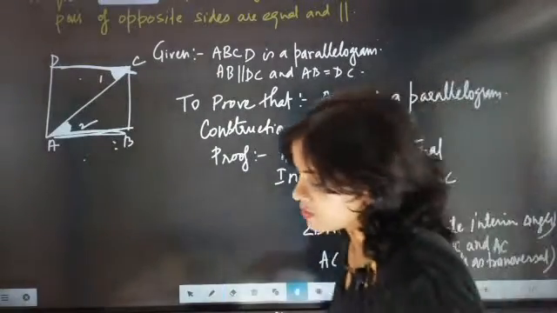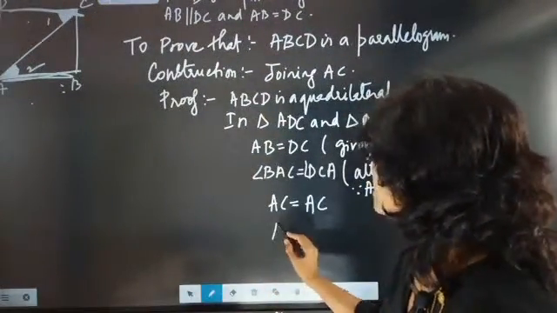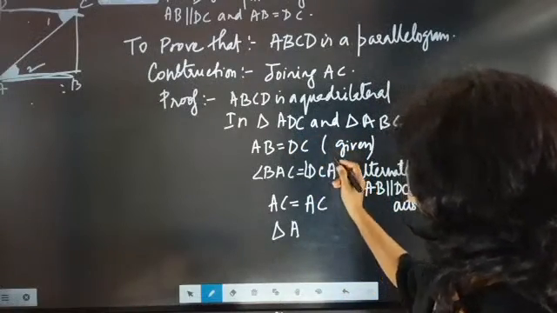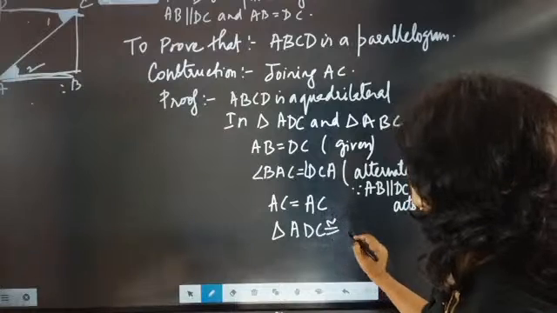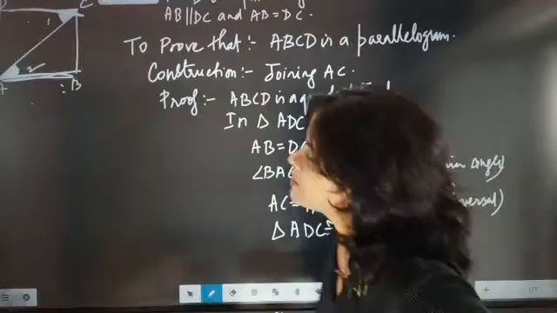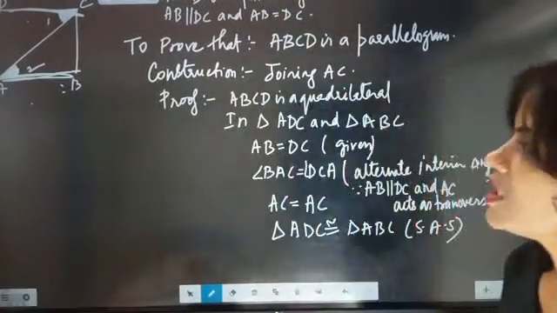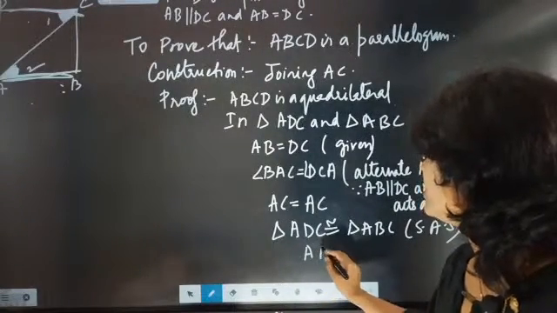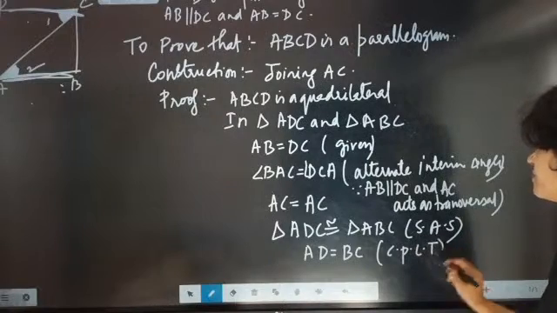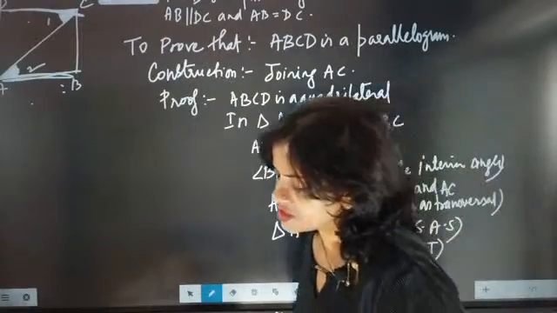So once you write AC equal to AC common, then you will say that both the triangles, triangle ADC is going to be congruent to triangle ABC by side angle side. Then by CPCT, what can we make equal? By CPCT, we can say AD will be equal to BC. AD will be equal to BC by CPCT.